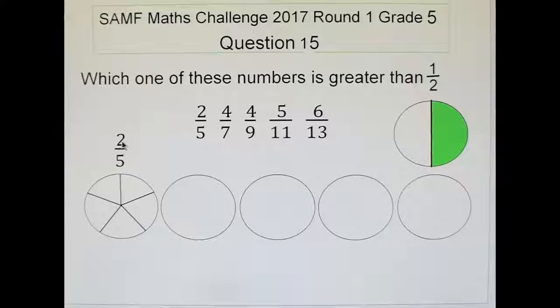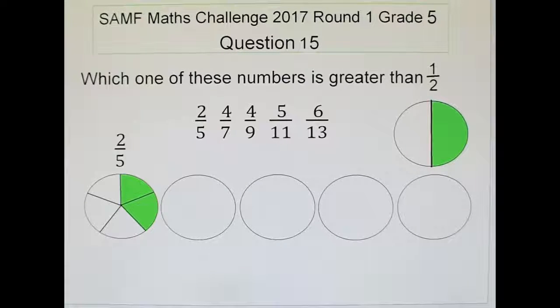A quick note here, if you wanted to divide a circle into 5 pieces, if you know there's 60 minutes in an hour, then you know that if you divide 60 by 5 you get 12 minutes. You can imagine a clock face being 12 minutes, 24 minutes, 36 minutes, 48 minutes, and then you're back up at the top. Anyway, let's shade in those 2 pieces for the 2/5. And you can see 2/5 is not greater than 1/2, it's less than.